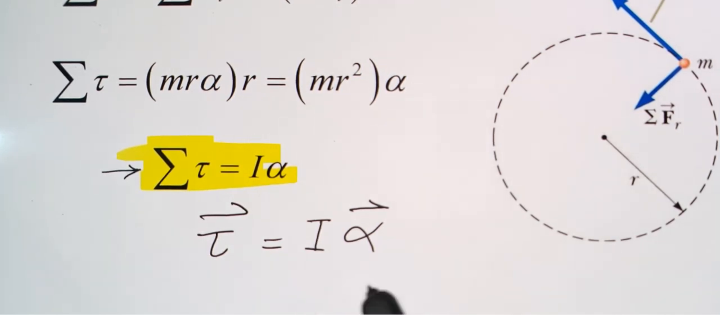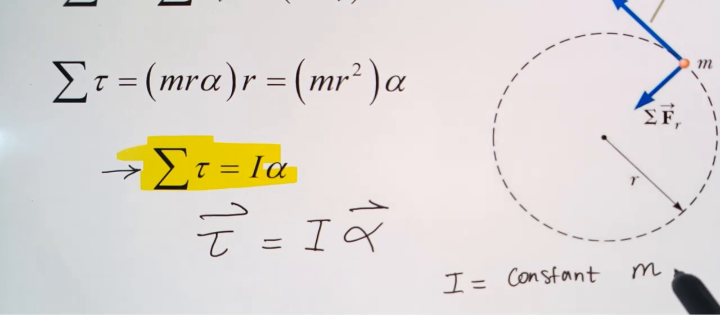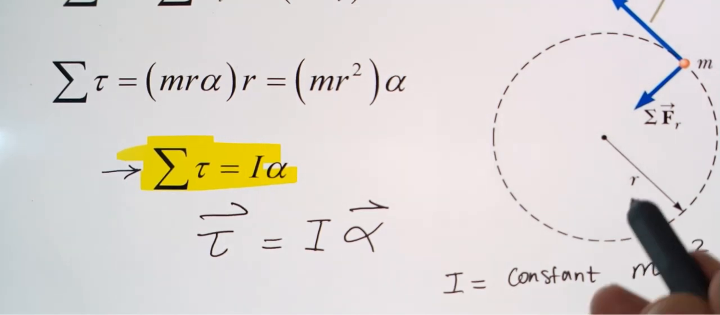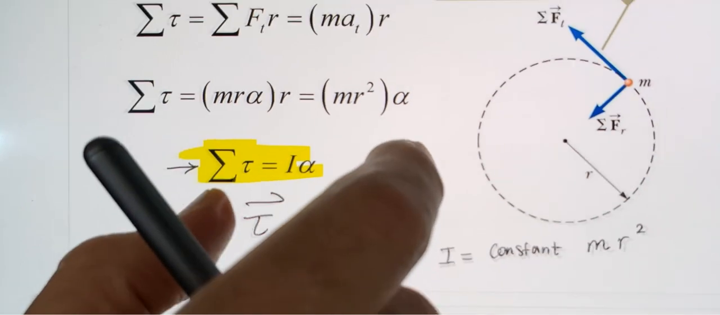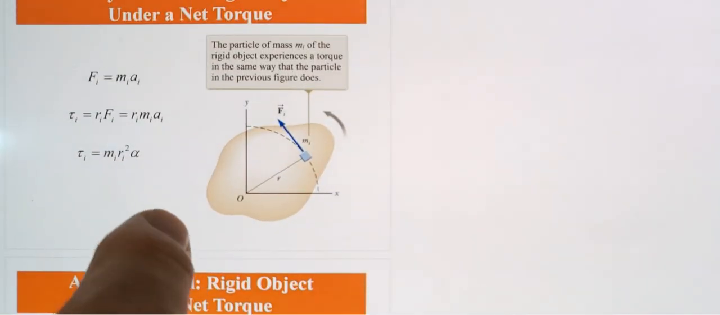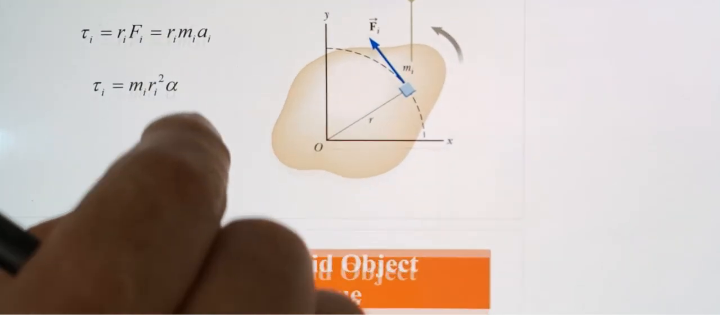I is just some constant, and that constant is multiplied by the mass and multiplied by r square, small r, just to be compatible. That constant depends on the shape of the object. But we must have mass and we must have r square. The constant is different depending on the shape of the object.